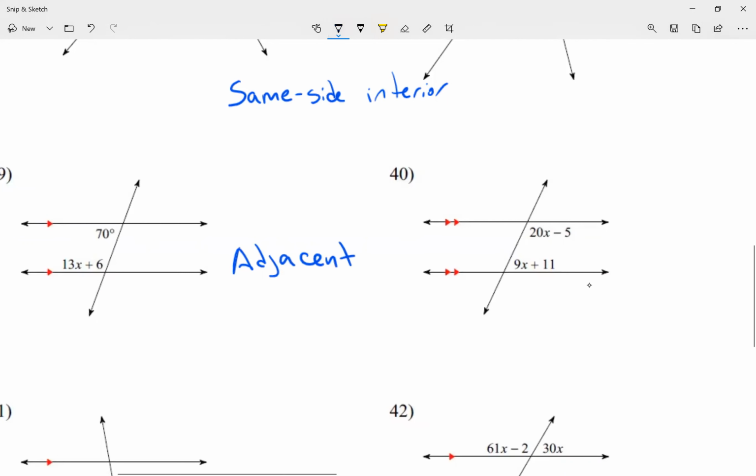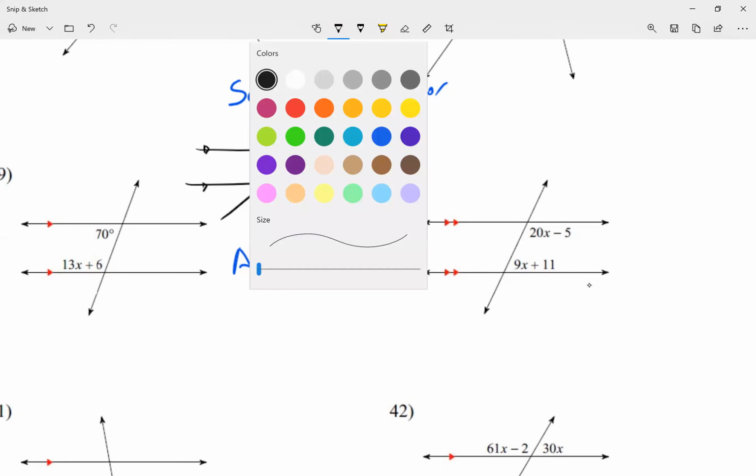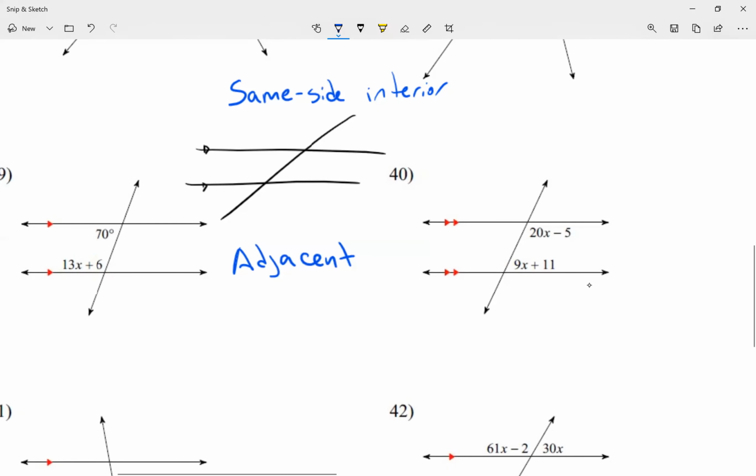All right, for same side interior, we're dealing with two parallel lines and the transversal. Same side interior, the name kind of says it: same side. So the angles are going to be on the same side of the transversal. Interior means between the parallel lines. Remember, I identify my parallel lines with arrows. So for same side interior, I'm dealing with angles like this. They're both on the same side of the transversal and they're both interior. They're inside the parallel lines.